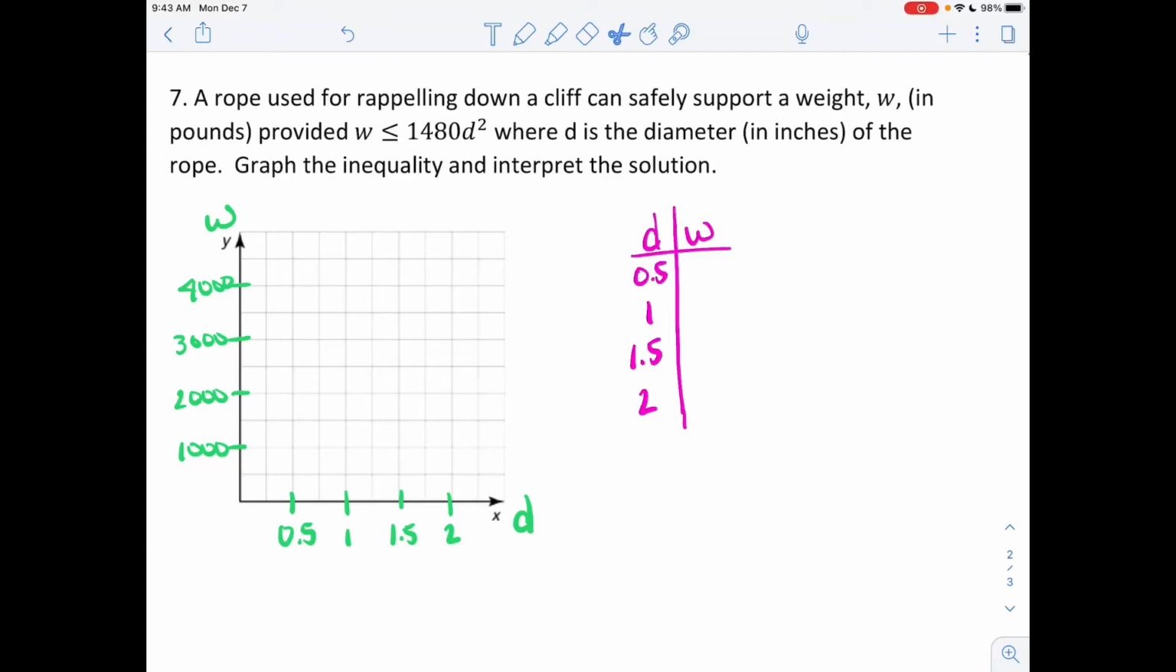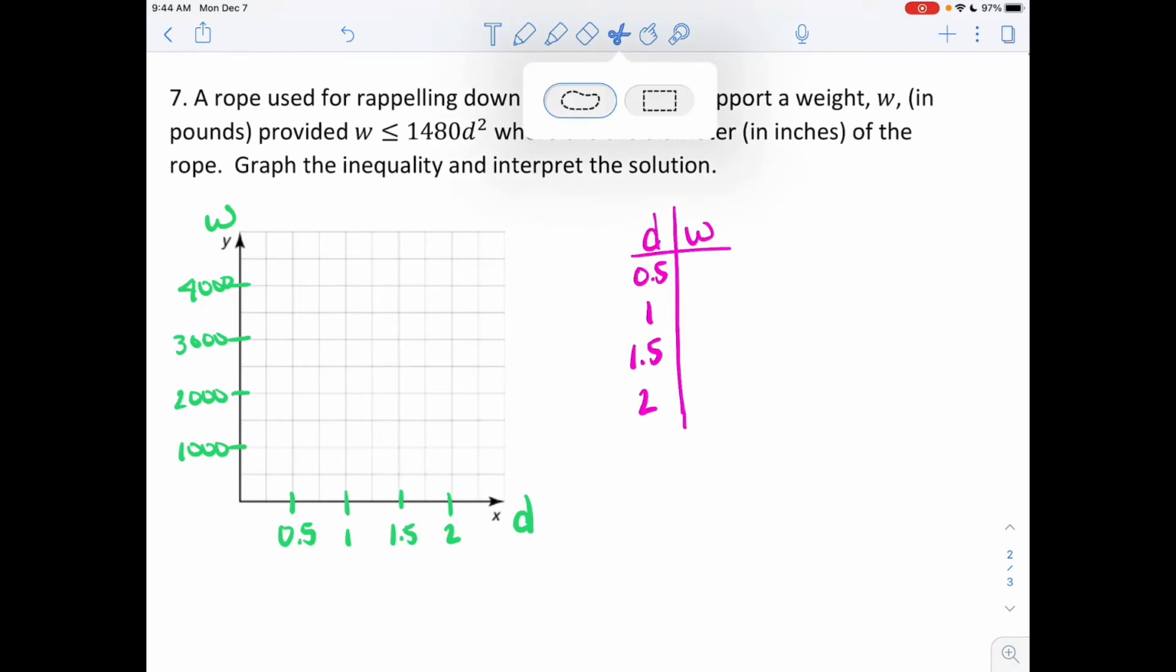All right, for this next problem, I've jumped ahead just a tiny bit and labeled my axes. D is the diameter of a rope, and W is the weight that the rope can handle. This rope is being used for rappelling down a cliff and can safely support a weight W in pounds.